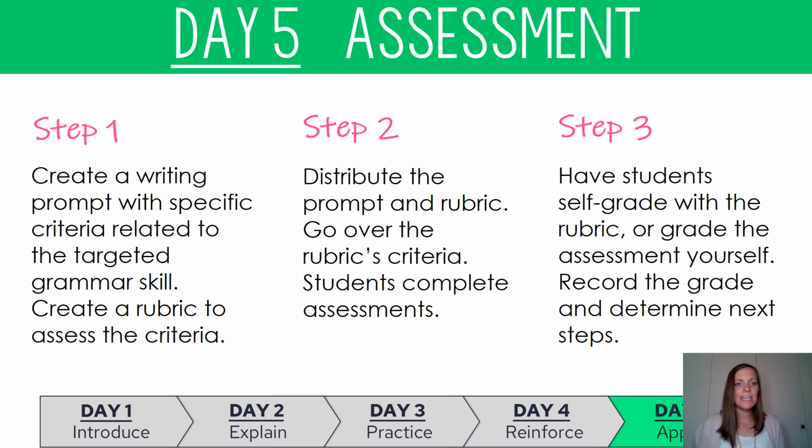Step 1 of this mini lesson is to create a writing prompt with specific criteria related to the targeted grammar skill and create a rubric to assess the criteria. Step 2, distribute the prompt and rubric, go over the rubric's criteria, and students complete assessments. And then finally, have students self-grade with the rubric or grade the assessment yourself. Record the grade and determine next steps.